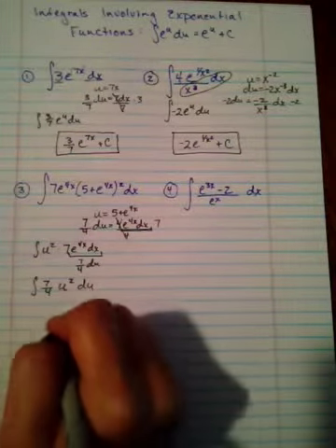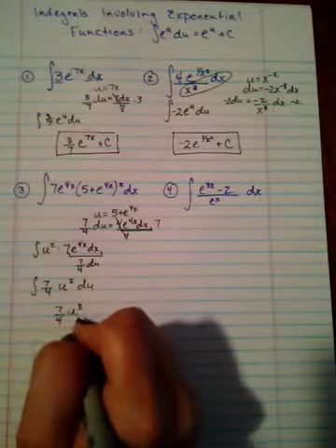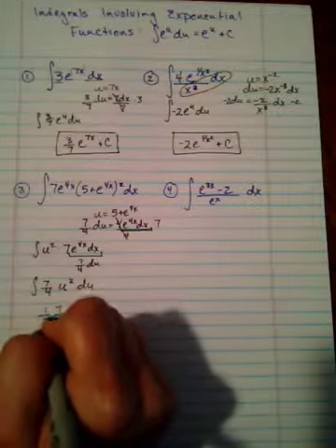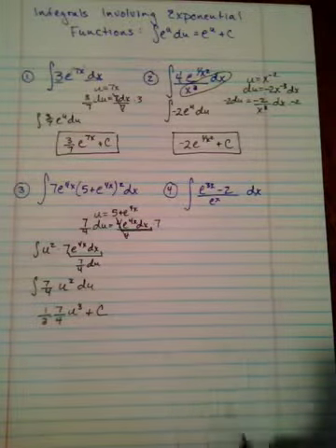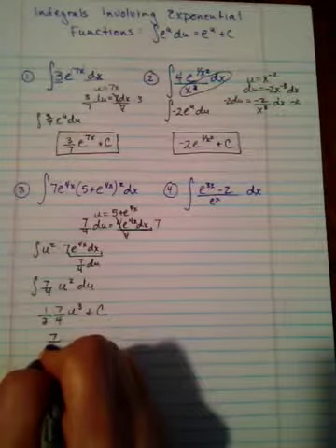So I'm going to add 1 to the power. Now keep in mind this 7/4 just gets brought down, so I've added 1 to the power. Divide by the new power. It's multiplying by the reciprocal plus c. So multiply straight across. This is 7/12.